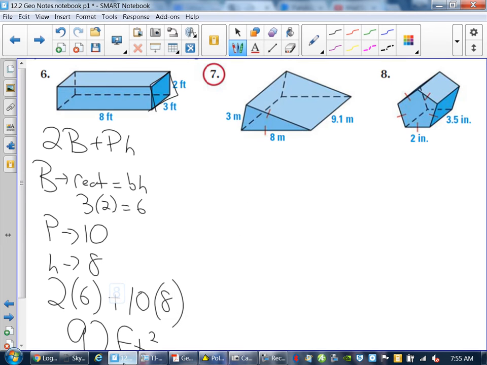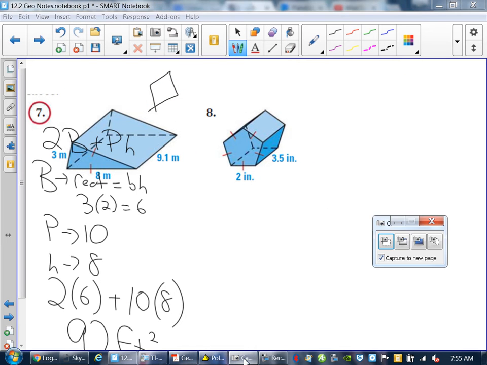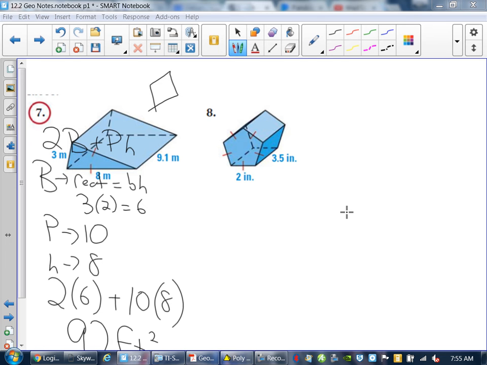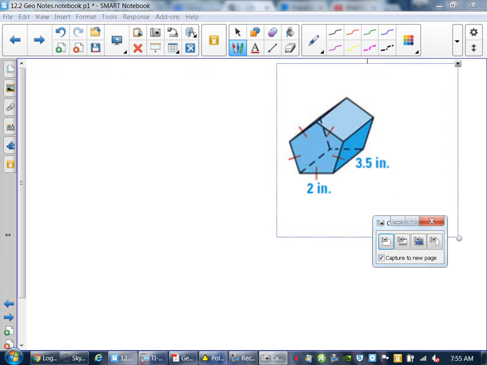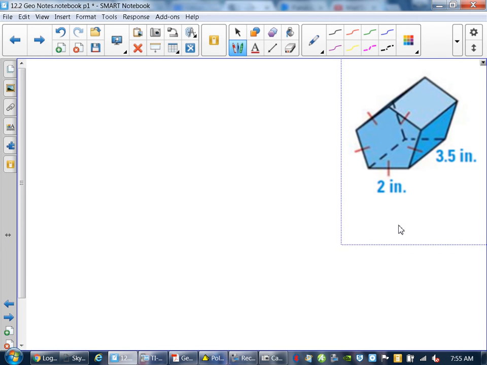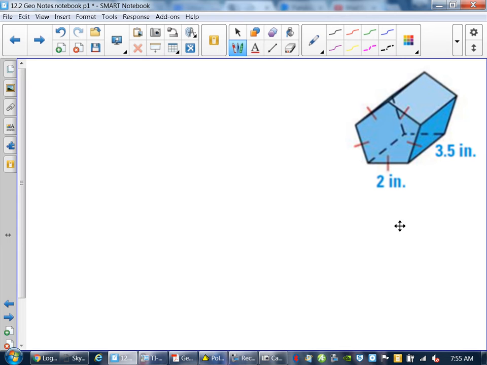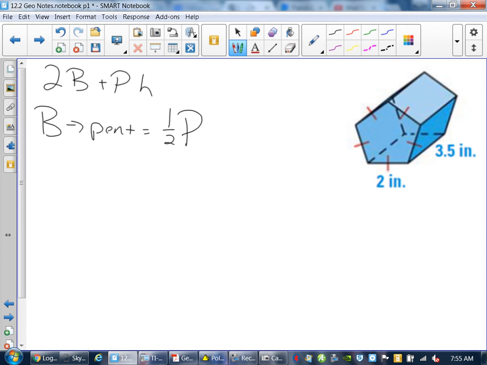And then the last one was pentagon. Again, when you're dealing with pentagon, just like we did in our notes yesterday, all we have to do is draw our, well, we know it's twice the area of the base, plus the perimeter of the base times how far apart they are. Our base is a pentagon, which is 1/2 perimeter apothem.